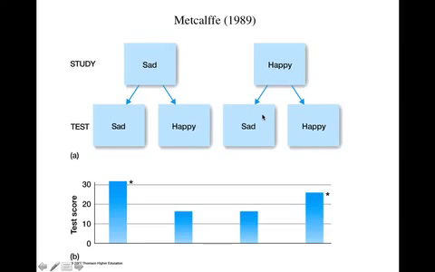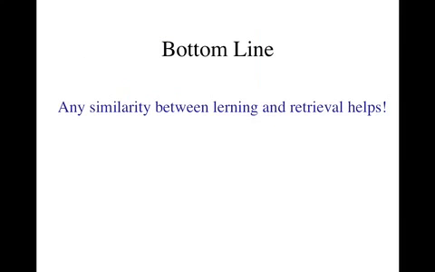So the bottom line is just about anything that can match between when people are encoding the information and when they have to retrieve the information, the better the match, the better memory performance is generally going to be. So, bottom line, any similarity between learning and retrieval helps. There is a long list of these kinds of studies that show that this kind of matching between encoding and retrieval can facilitate performance.